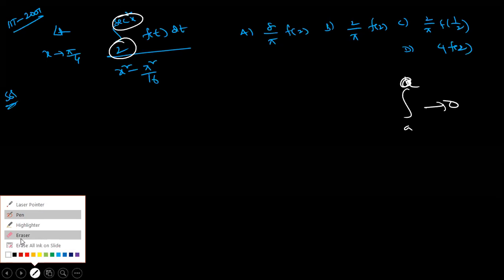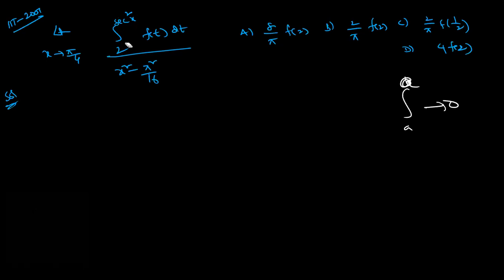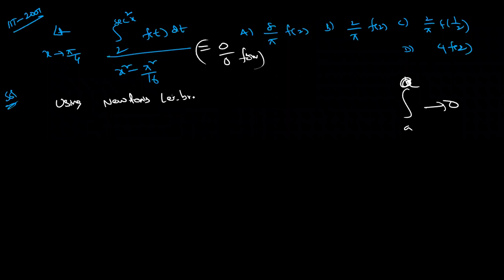So here numerator and denominator both are 0. 0 by 0 form is coming. Then what to do? 0 by 0 form is coming, so using Newton's Leibniz rule. What says Newton's Leibniz rule?